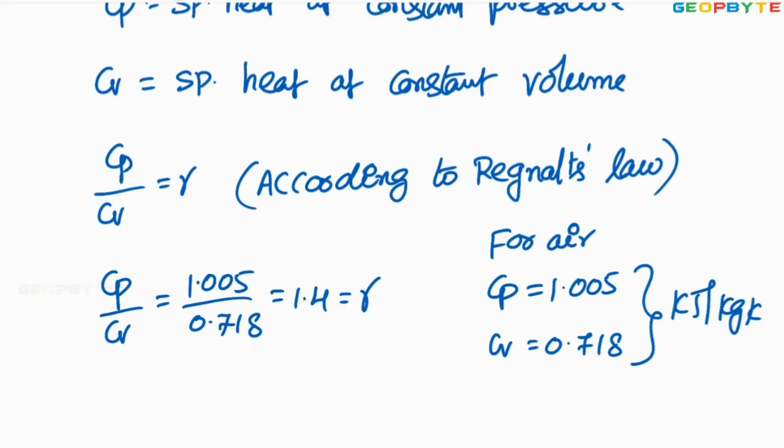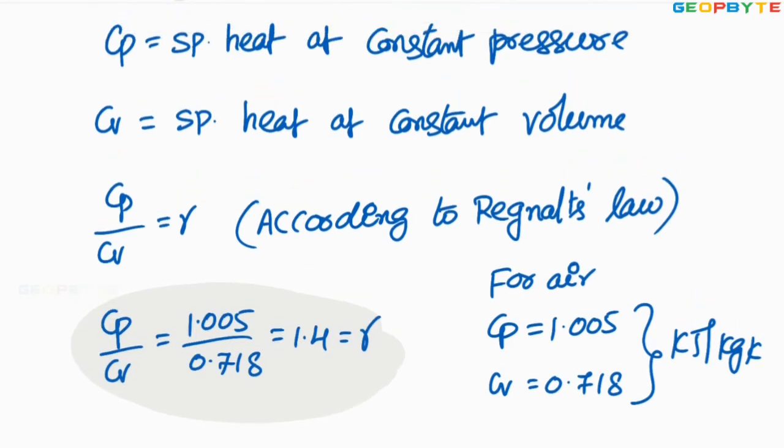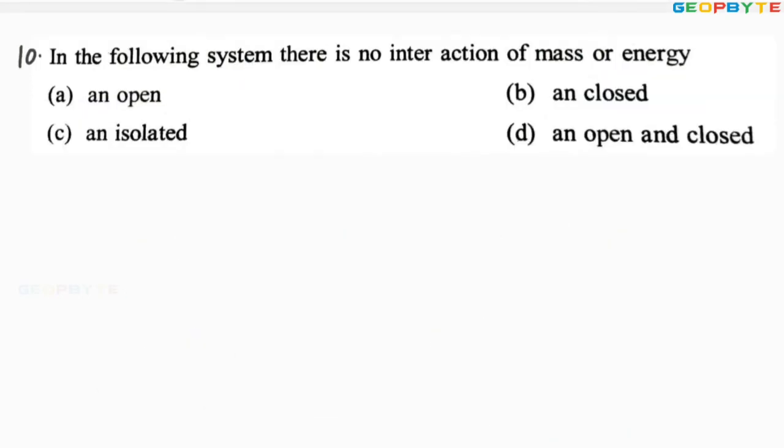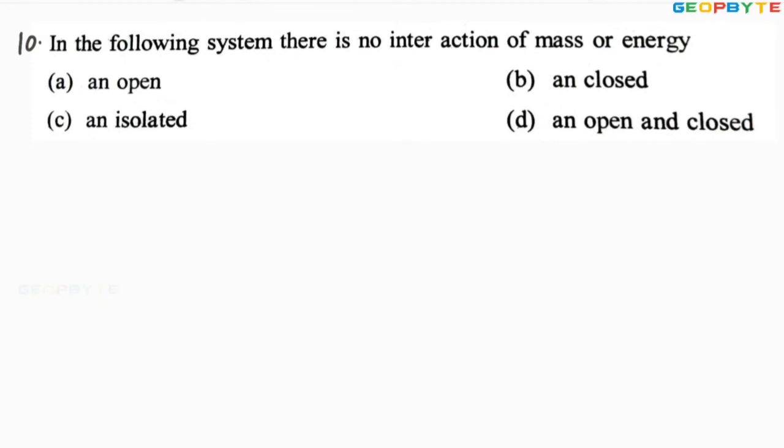Therefore, from this I can conclude that Cp by Cv, or ratio between the Cp and Cv, is always greater than 1. Therefore, look at the options. Option A is 0, not correct. Less than 1, not correct. Greater than 1, absolutely correct. The ratio between the Cp and Cv is always greater than 1, and that constant is called the adiabatic index. I hope you got my point. Let us take another problem. Look at the next problem.